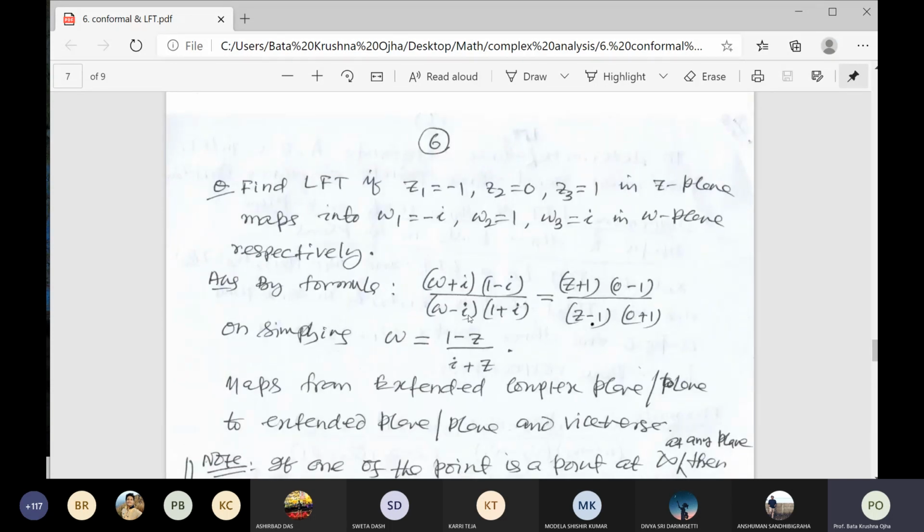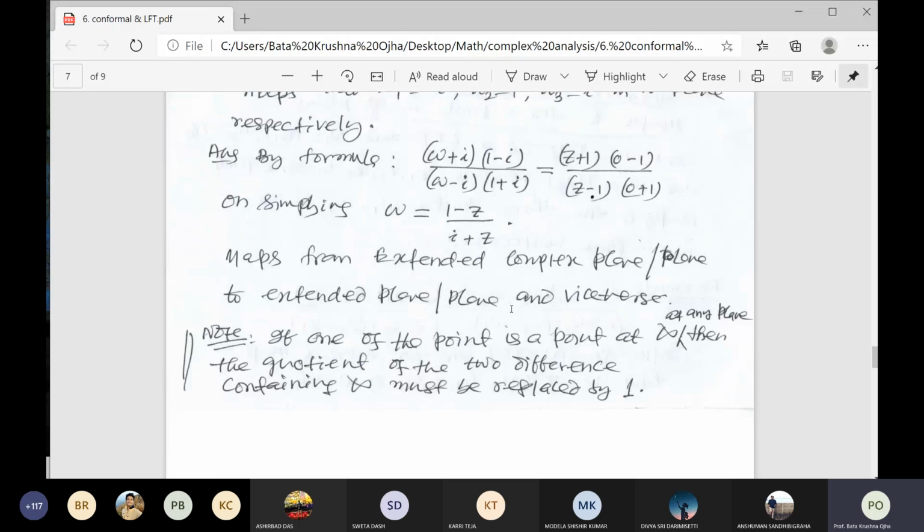What will you do? Just write the formula and substitute W minus i, because W1 is equal to -i, W plus i, 1 minus i. So substitute all W1, W2, W3 and Z1, Z2, Z3. Since 1 minus i and 1 plus i are both constants, you can simplify. Here also -1 and +1 will be -1. If you simplify, please do it after the class. You will get W equal to (1 minus Z) by (i plus Z), which is called a linear fractional transformation.